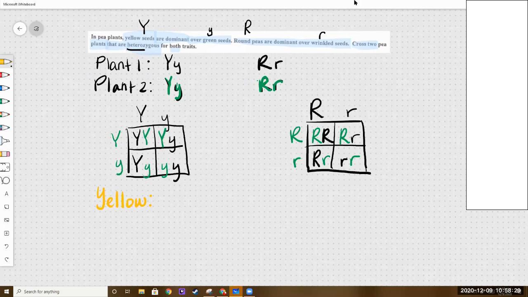What's the fraction for yellow? Remember, yellow is dominant, so it would be capital. Here, how many yellow boxes do we have? Robert, can you tell me? And please tell me as a fraction. Are you there, Robert? Can you repeat that again? Yes. How many of the offspring, tell me as a fraction, are yellow? How many boxes?